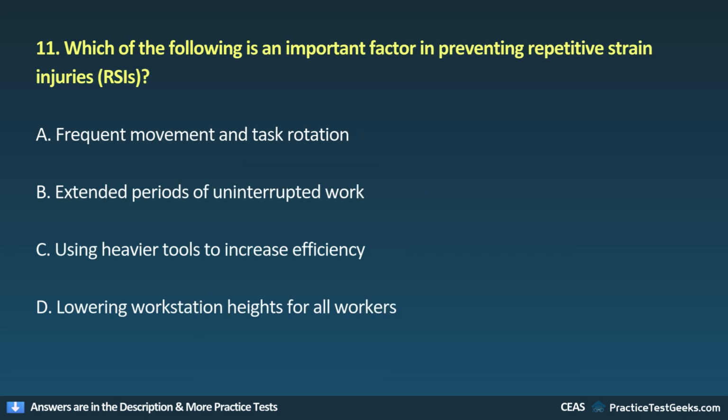11. Which of the following is an important factor in preventing repetitive strain injuries (RSIs)? A. Frequent movement and task rotation. B. Extended periods of uninterrupted work. C. Using heavier tools to increase efficiency. D. Lowering workstation heights for all workers.